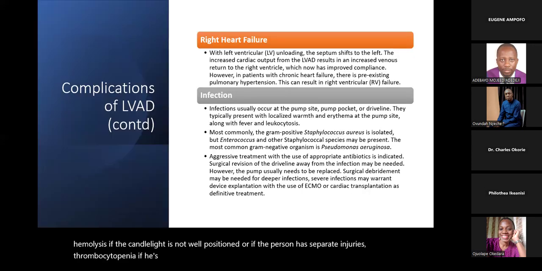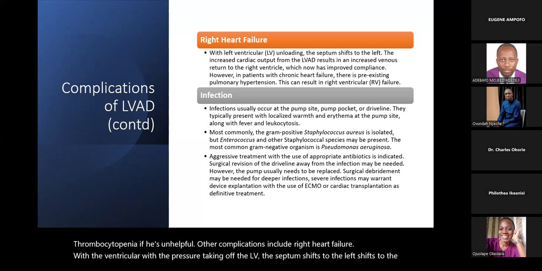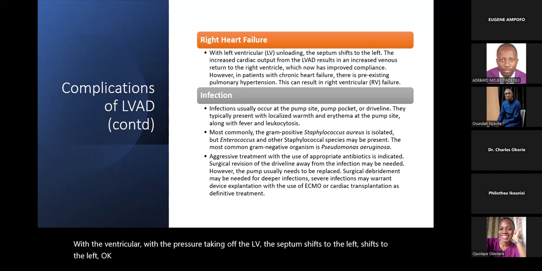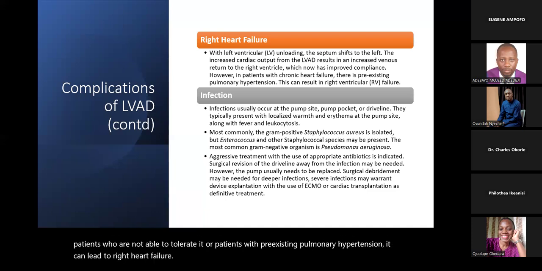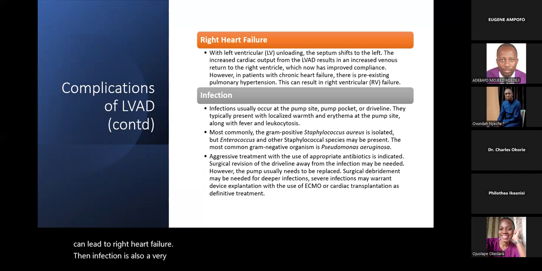Other complications include right heart failure. With the pressure taken off the LV, the septum shifts to the left. This will now lead to an increased venous return to the right ventricle. And in patients who are not able to tolerate it, or patients with pre-existing pulmonary hypertension, it can lead to right heart failure.